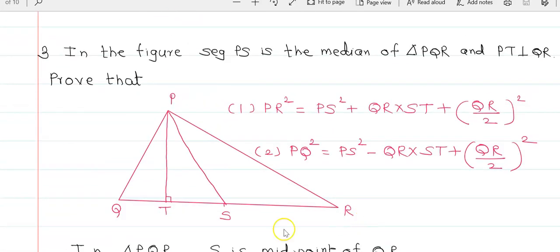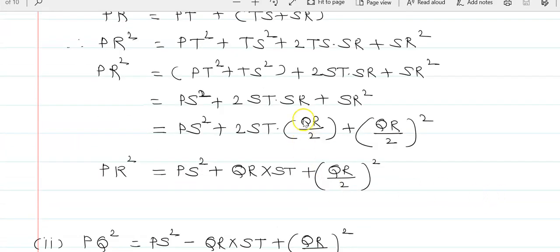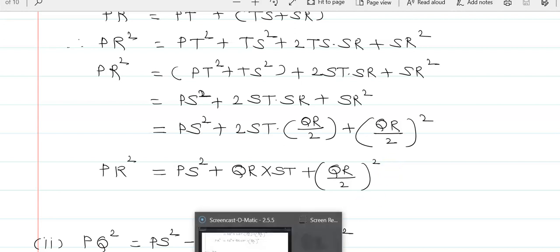Now what is SR? S is the midpoint of QR. Therefore SR is equal to QR upon 2, because we require the result in the form of QR. Therefore we substitute the value of SR, QR upon 2, plus (QR upon 2) square, and hence the result: PR square is equal to PS square plus 2 times QR into ST plus (QR upon 2) square. Now we'll see the second result.